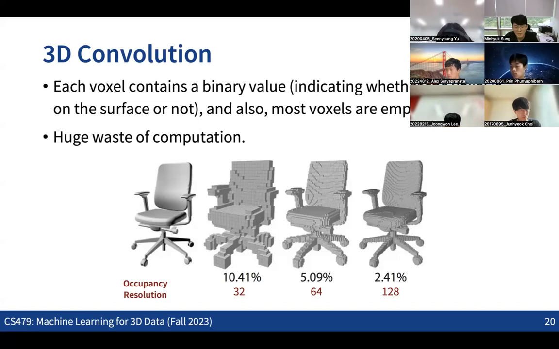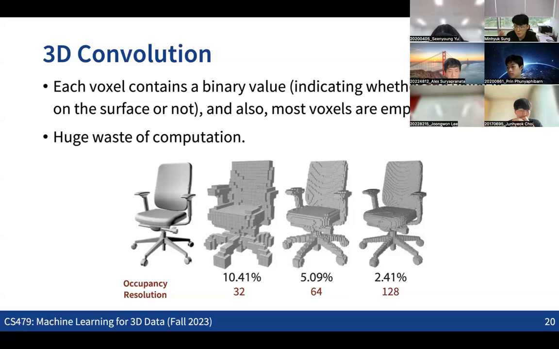For those cases, we can check how many voxels have the value of one, which means how many voxels are on the surface and how many are off the surface. And as you can see, as we increase the resolution of the 3D volume grid from 32 to 64 and 128, very few of the voxels are on the surface. So if we have the volume representation with voxels, that will be really inefficient, as many of the voxels just have the value of zero, right?